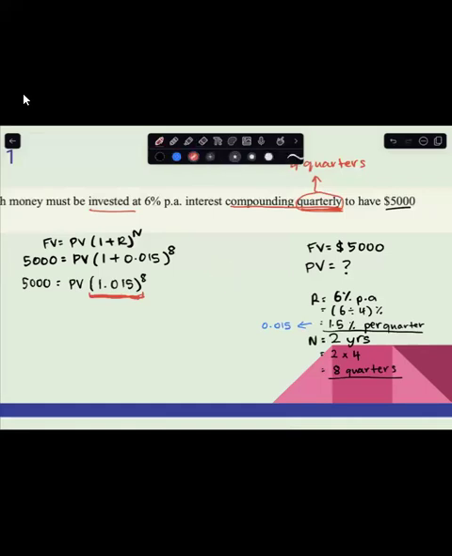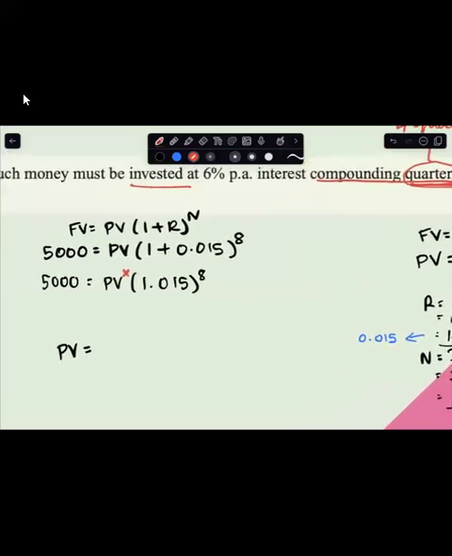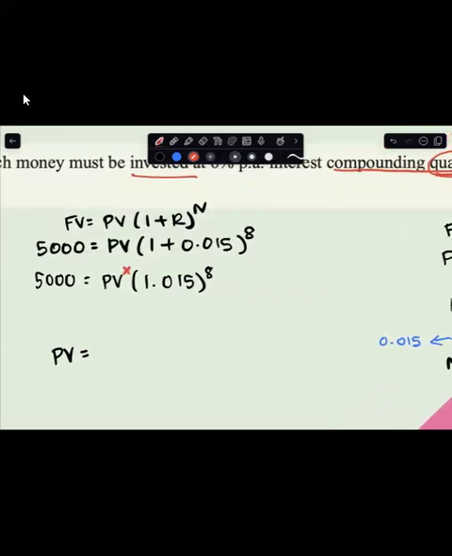So to get rid of 1.015 to the power of 8, so that PV is by itself, this is what I want. I should know that between PV and that bracket is a multiplication sign. So what I'm going to do is the opposite. I'm going to divide by what I don't want, which is 1.015 to the power of 8. Do it on both sides. This will cancel out, so PV will equal 5,000 divided by 1.015 to the power of 8.